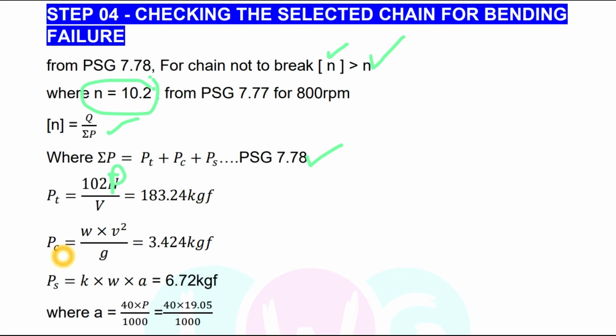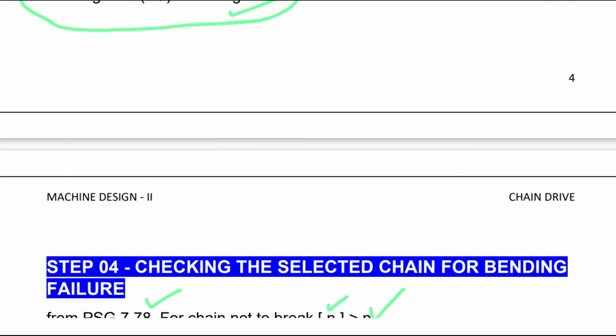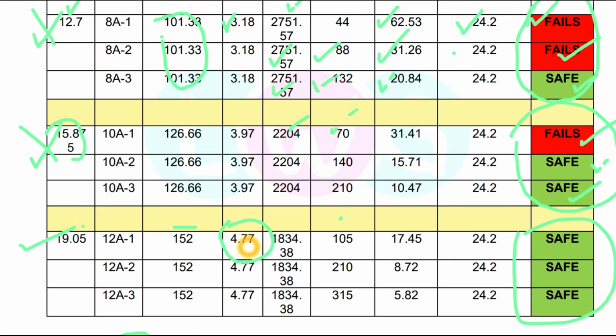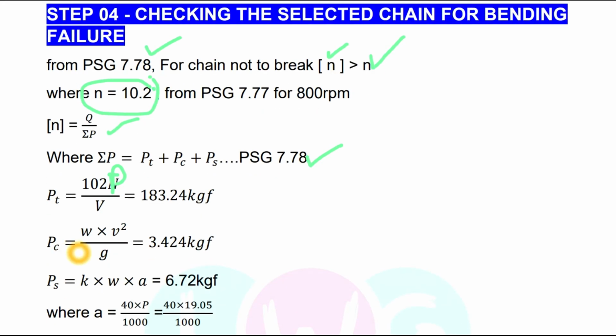Next we will move to PC, the centrifugal tension. The formula is W into V square upon g, also on PSG page 7.78. W is the weight per meter, which we got as 1.47. V is the chain velocity, which is 4.77. g is the acceleration due to gravity, which is 9.81. Put the values and solve, you will get the value of PC.